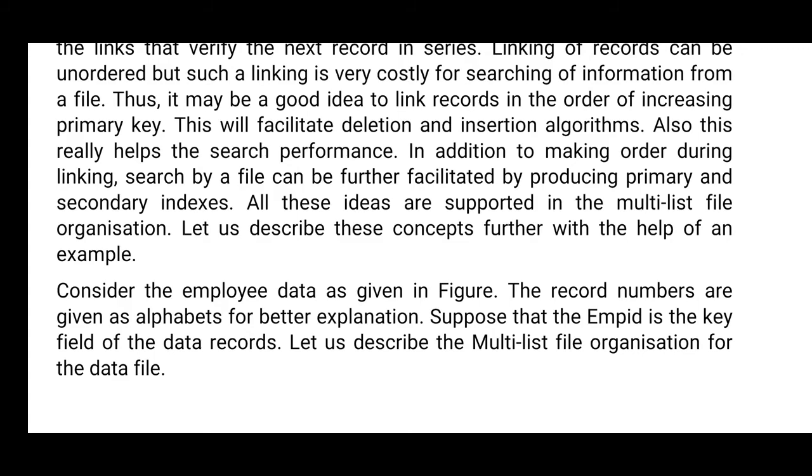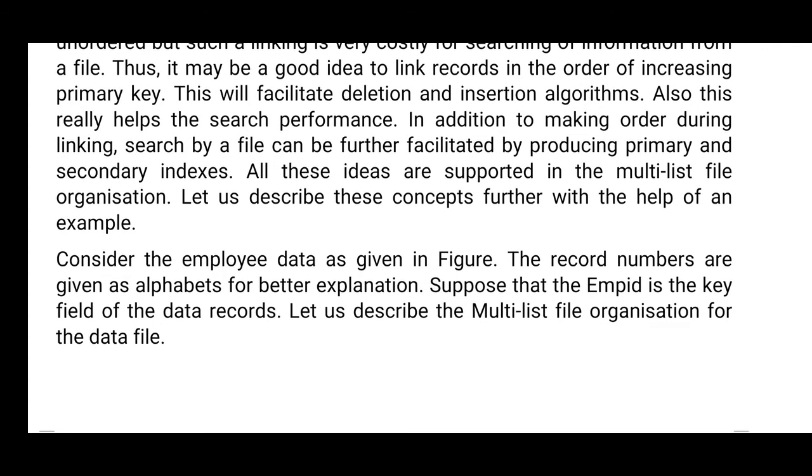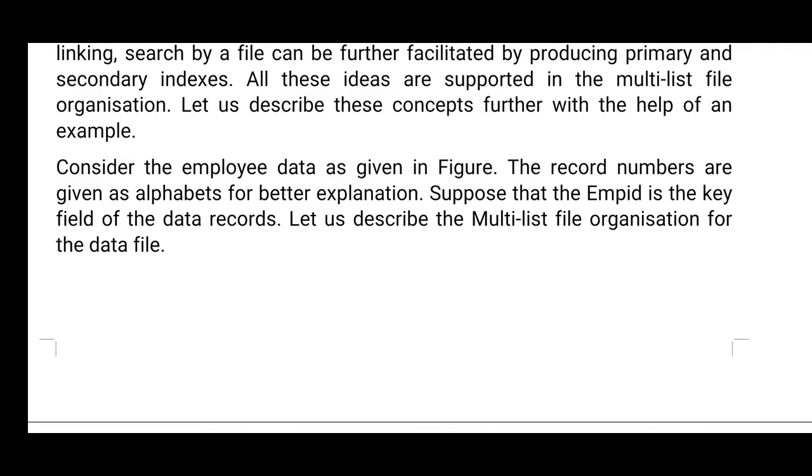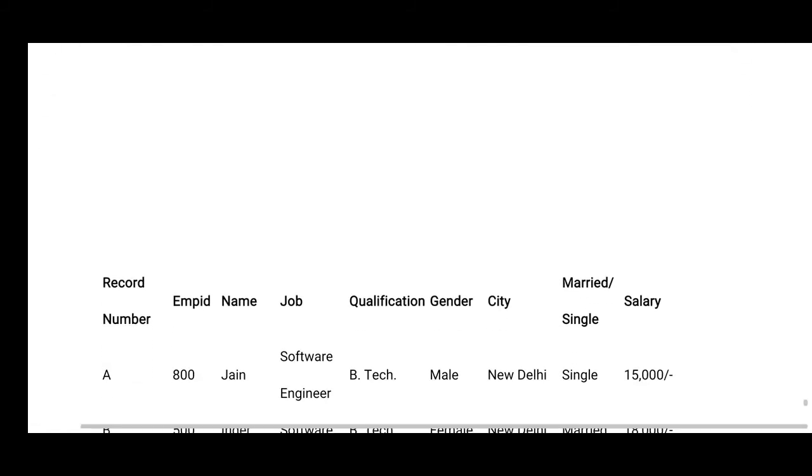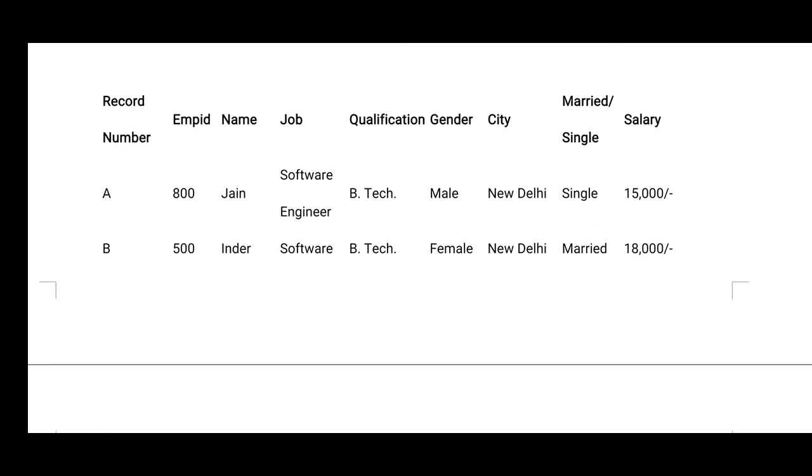Consider the employee data as given in the figure. The second column is given as alphabets. For better explanation, suppose that EMPID is the key field of the data record. Let us describe the multi-list file organization for the data file. Here we have record number, employee ID, name, job, qualification, gender, city, married or single, salary. This is the table.